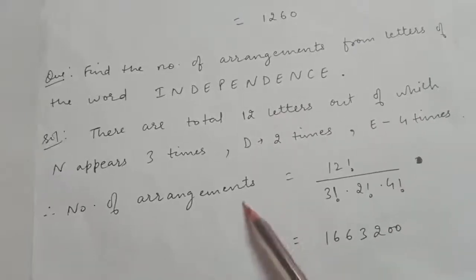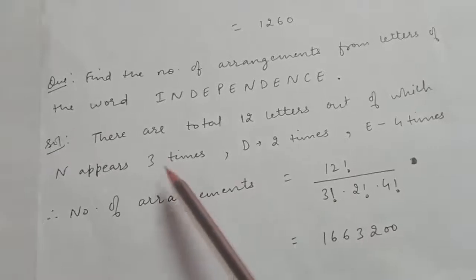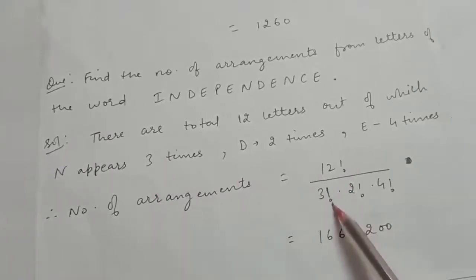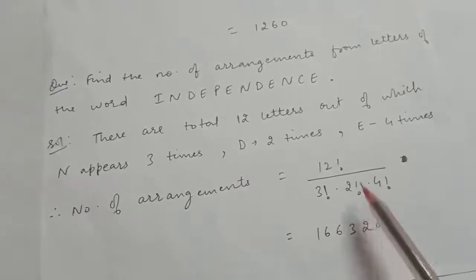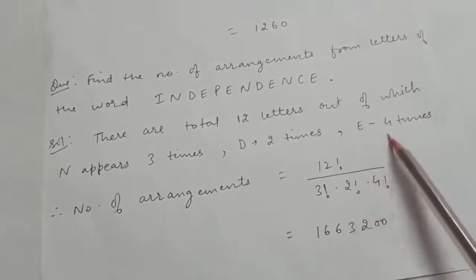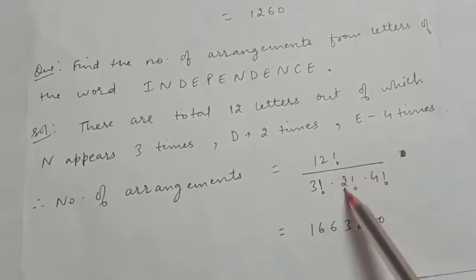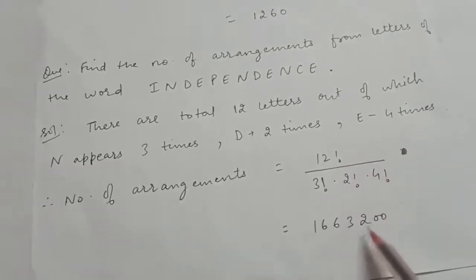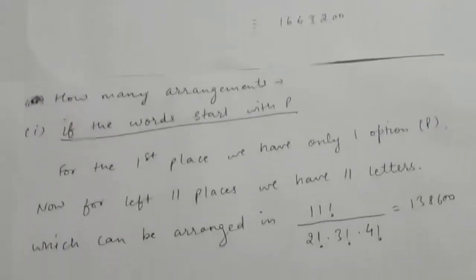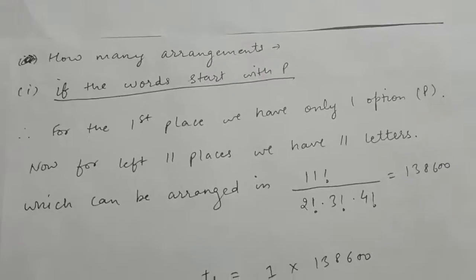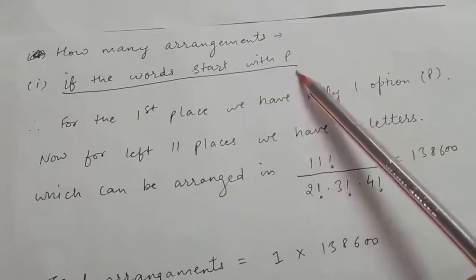Therefore, the number of arrangements will be 12 factorial divided by 3 factorial, because N appears 3 times, then divided by 2 factorial for D, and then divided by 4 factorial for E. So the number of arrangements will be 12 factorial upon this. So you will get the answer as this, right? Now what they have asked is how many arrangements can be done if the words start with P, right?